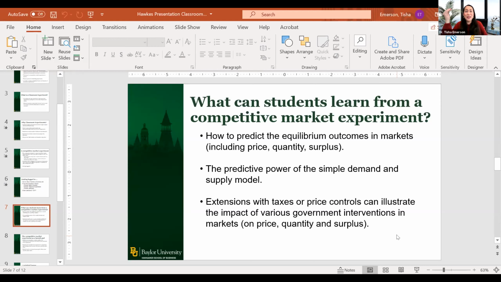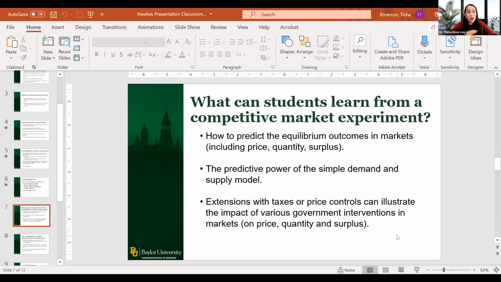I actually, just this last fall, as we were going through the debrief and we were comparing the predicted and the actual outcomes, they were so similar. And one of my students out loud said, "Oh my gosh, that's so cool." And it is, because they see that they're just participating in a market and we could have predicted the outcome before they even started.